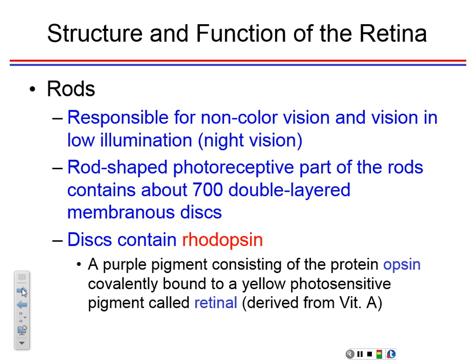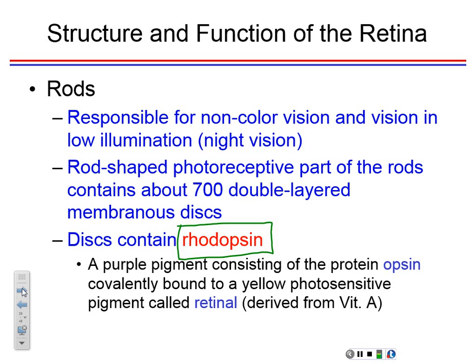So the rods are responsible for dim light conditions, and you will see a rod has got discs with membrane in it that contain the protein rhodopsin, which is in the rods that's responsible for dim light conditions. Okay, so rhodopsin is that pigment in there, and the discs are to increase the membrane surface area. So a purple pigment consists of opsin, protein opsin, which is covalently linked to retinal, which is sensitive to light.